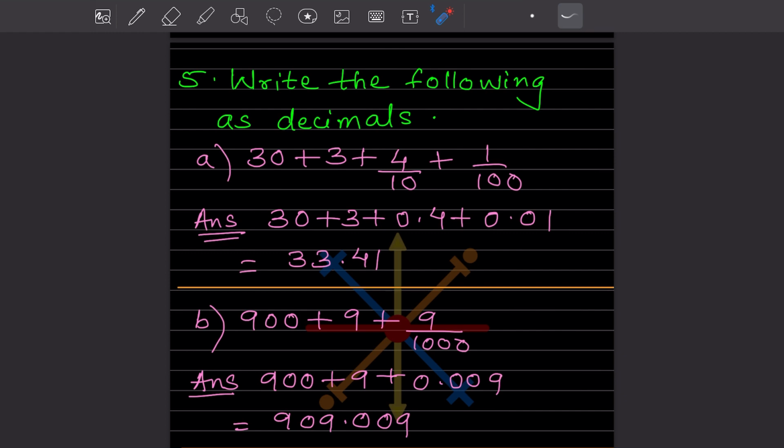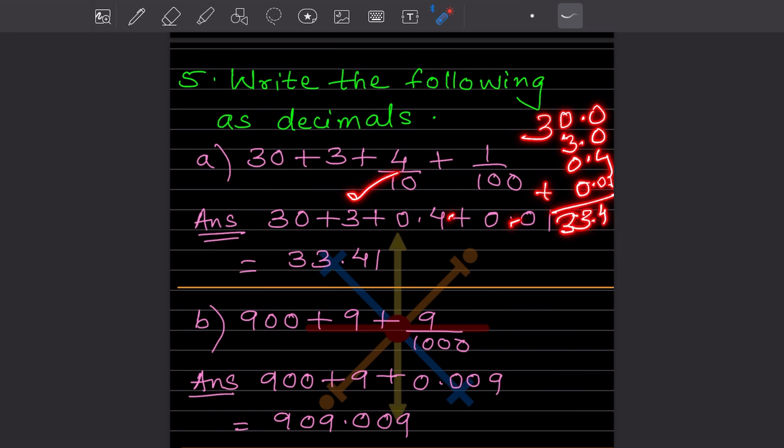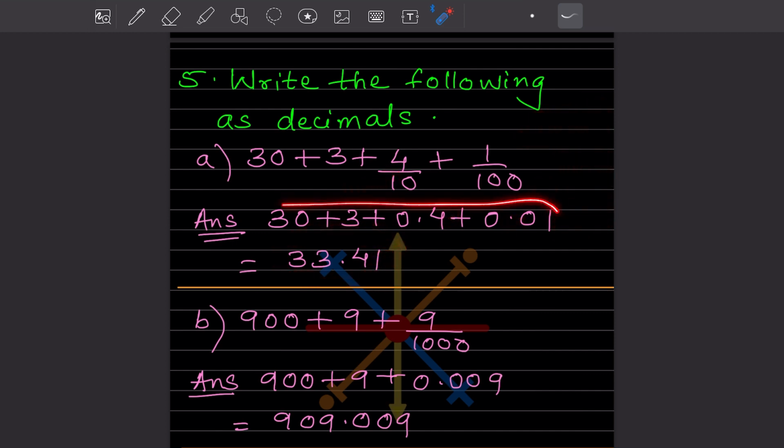So what are you going to do? 30 plus 3, 4 by 10 is 0.4, 1 by 100 is 0.01. This 30 means 30.0, and this is 3, 3.0, this 0.4, and 0.01. So what are you going to add? 33 and here 41. So 33 point 41, because they said write the following as decimal. So you have to add this one. Before, that was just an expanded form.